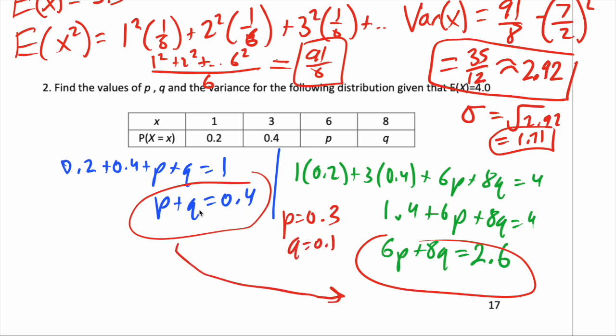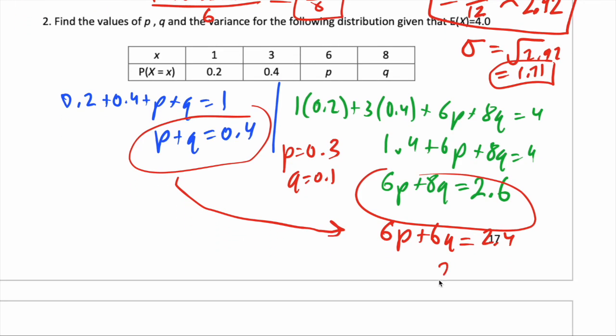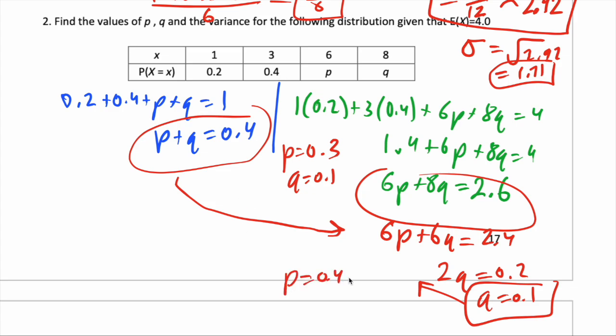We could also do it by hand. We can just simply multiply this equation by 6. We get 6p plus 6q equals 2.4. Subtract, you get 2q equals 0.2. You get q equals 0.1. And then solve for p. P equals 0.4 minus Q, so P equals 0.3. But it's important to be able to use your calculator feature as well.